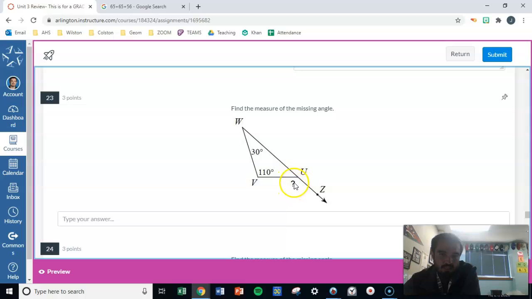Okay? We would set this guy equal to the sum, which means adding, of the two remote interior angles, so 30 and 110. We don't deal with this guy, this angle right here, because this is really close. We want the angles that are far away from this exterior angle. So 30 and 110 are far away from the question mark. So let's call the question mark x and see what we would get.